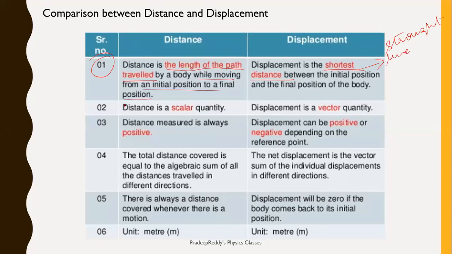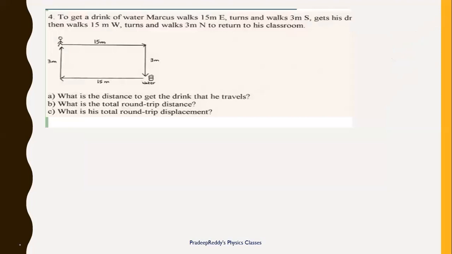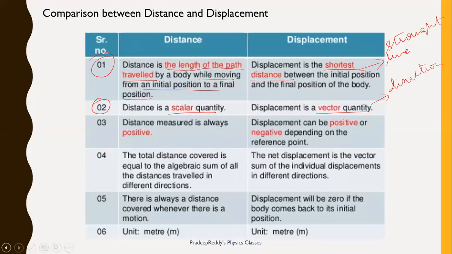And in point 2, we know distance is a scalar quantity, displacement is a vector quantity. Vector quantity, it is directional. There is only one specific direction for displacement. And the other thing is, distance is always positive.